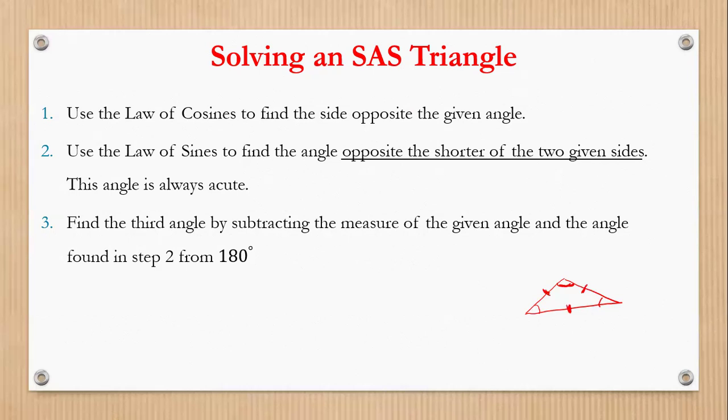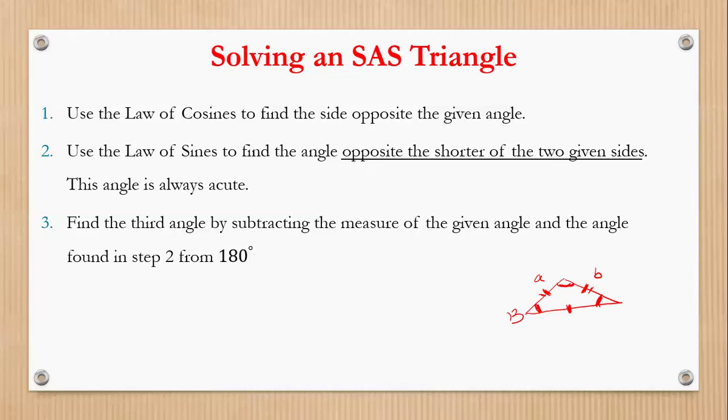Then, after finding all three sides, to find angles, we are going to use the law of sine. But which angle we need to find first, I underline here, because it's important. If we don't follow that, we will get different answers. So we always use the law of sine to find the angle which is opposite to the shorter side. So out of these two sides that were given to us, we use the law of sine to find the angle in front of the shorter one. If a is the shorter one, we find this angle first by using the law of sine. If b is the shorter side, we use the law of sine to find angle B.